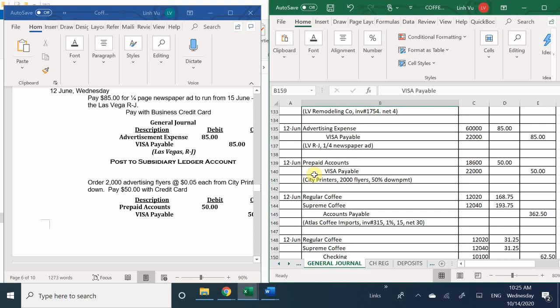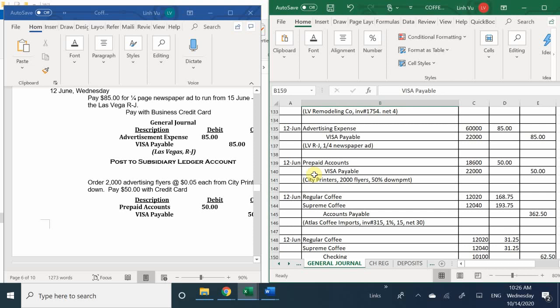Where did I place this $50? Where did I place this $50? Prepaid account? In a prepaid account. The bill is a total of $100. Did I ever place it into advertising expense?